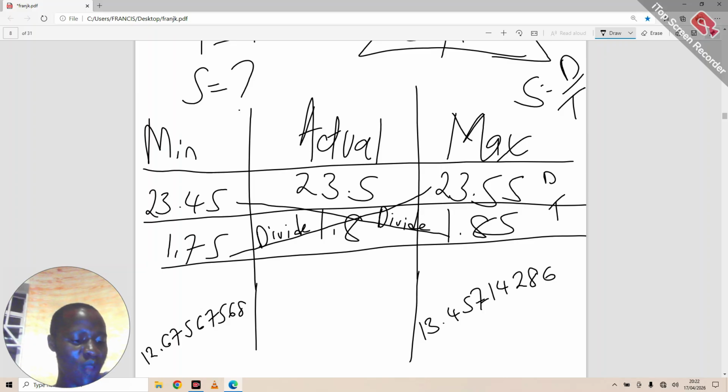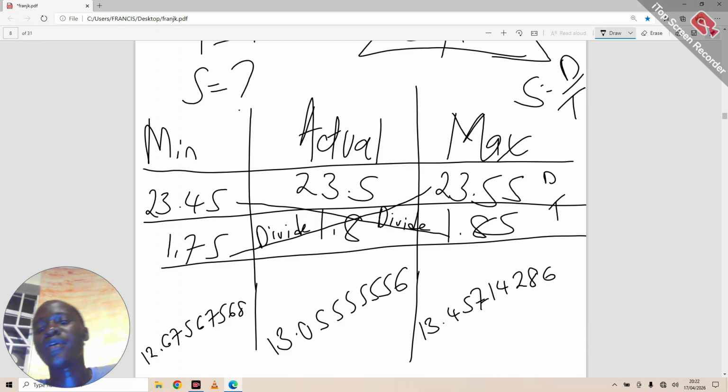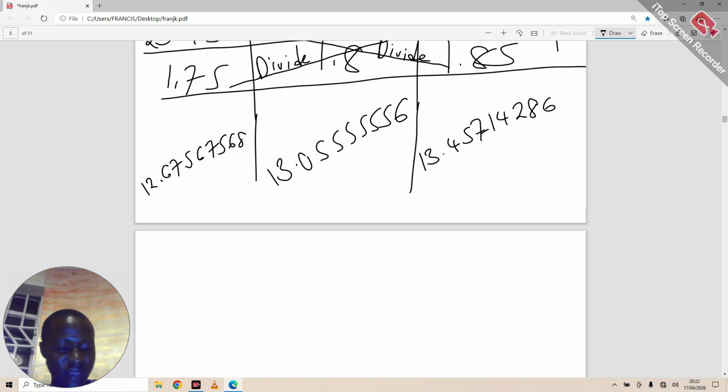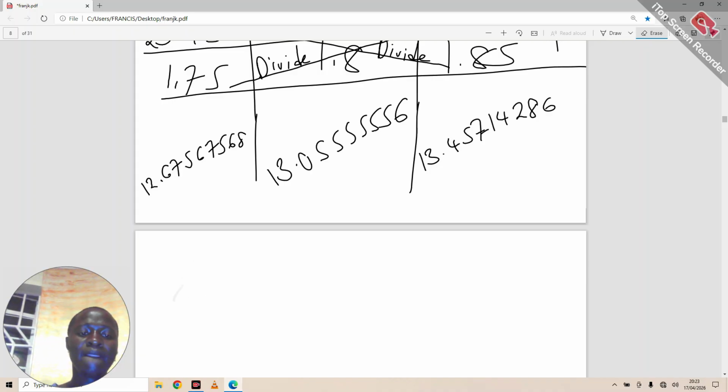And at the actual, you just divide the way it is. 23.5 divided by 1.8. So we are having 13.0, 1, 2, 3, 4, 5, 6, with the 6. After having that, the question wants us to find the percentage error. So for percentage error, first of all, let us get the absolute error.